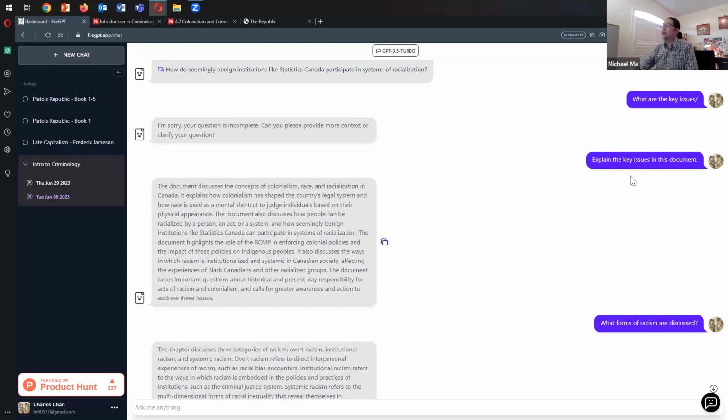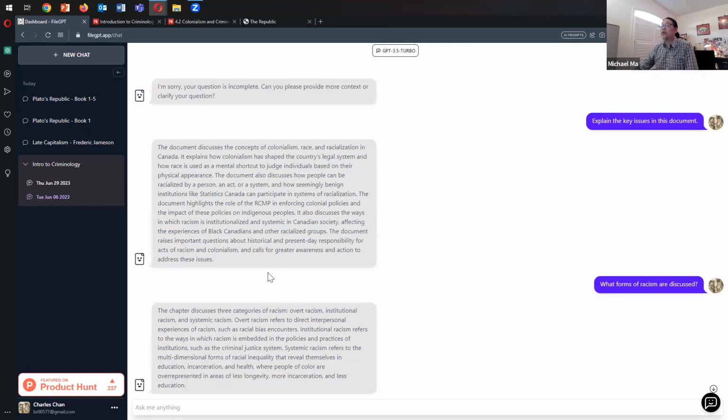It says here, so I asked the question, what are the key issues in this document? The document discusses the concept of colonialism, race, and racialization in Canada, explains how it shaped this country's legal system, uses a mental shortcut, Stats Canada, RCMP, Black Canadians. The document raises more questions about historical and present-day responsibility for acts of racism and colonialism and calls for greater awareness. Yes, I think that's true. But again, that's not a bad explanation of maybe some of the key issues.